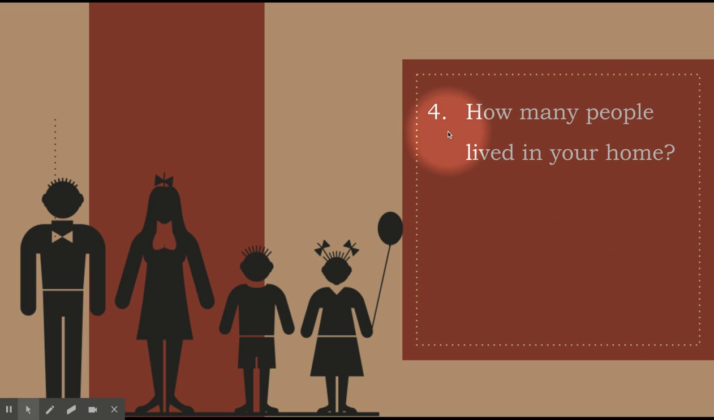Question number 4. How many people lived in your home? Remember, when someone asks us how many, they want to know about the number. So they're asking about numbers again, and we will answer with numbers. 5 people lived in my home. 7 people lived in my home. They want to know how many, referring to numbers, in the past tense, lived.